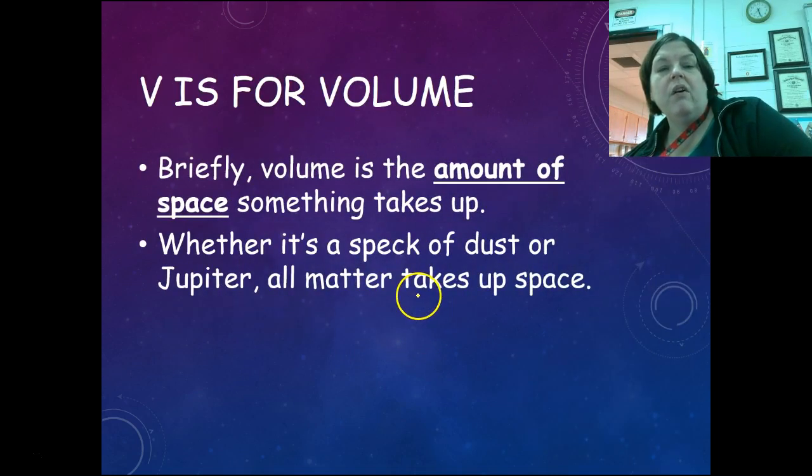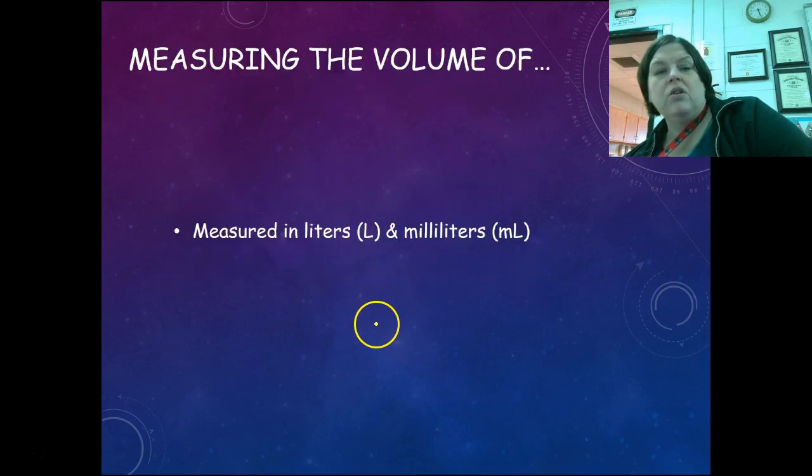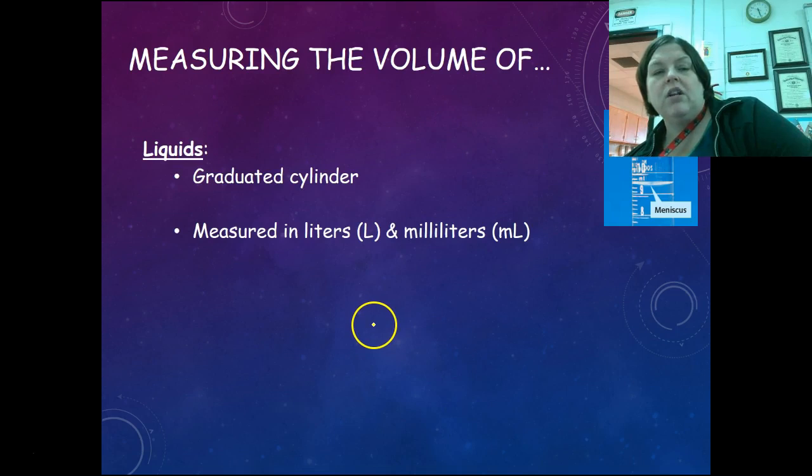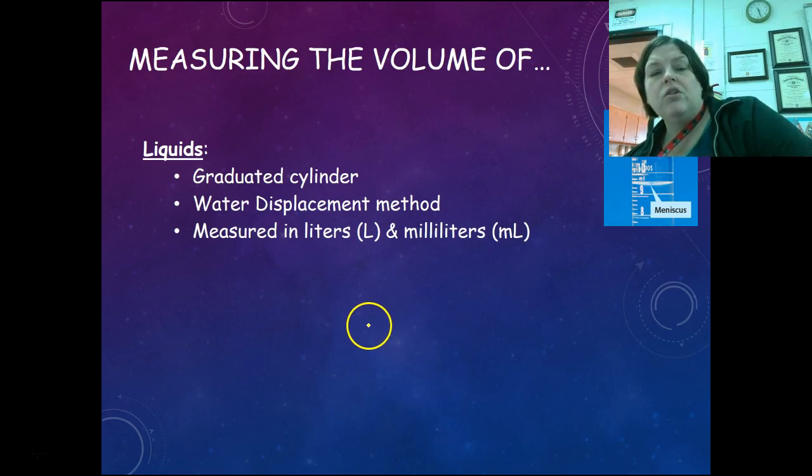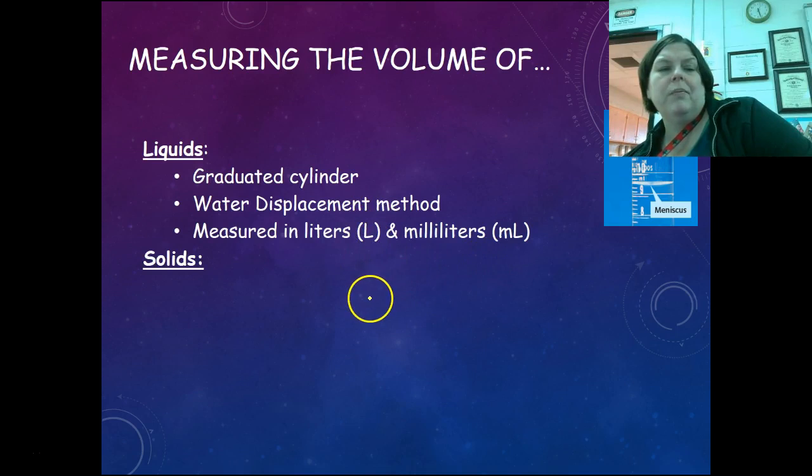V, big V, is for volume. Volume is the amount of space something takes up. So whether it's a speck of dust or Jupiter, all matter takes up space. To measure the volume of liquids, we're going to use a graduated cylinder. We could also use the water displacement method. We measure in liters or milliliters. Small graduated cylinders typically measure in milliliters. Larger things might measure in liters, but we can convert very simply.